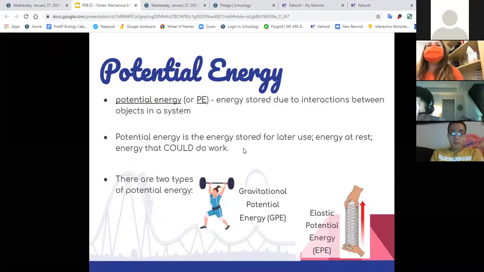So potential energy is the energy stored due to interactions between objects in a system. It's the energy stored for later use. It's the energy at rest. It's the energy that could do work. Like I said, it has the potential to do something. It's not doing something yet, but it has the potential to do it. And there are 2 types, gravitational potential energy and elastic. This unit, we're only going to focus on gravitational, but I am going to mention elastic today.